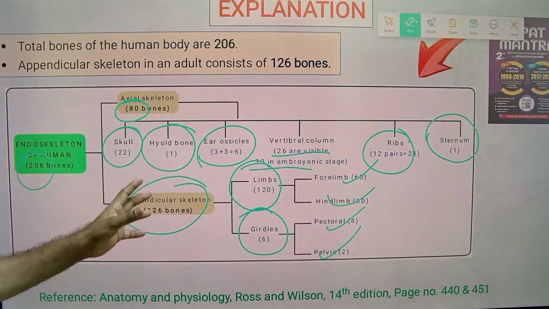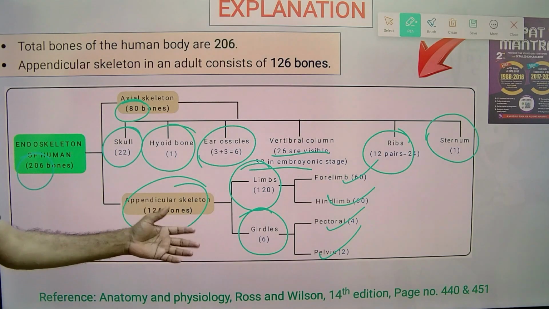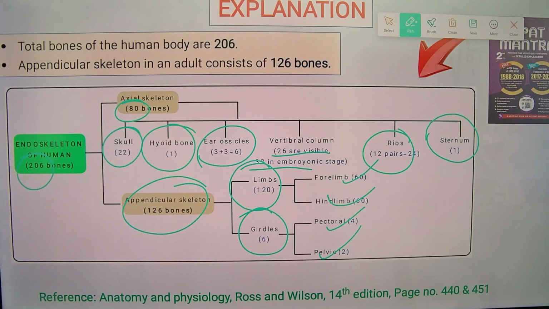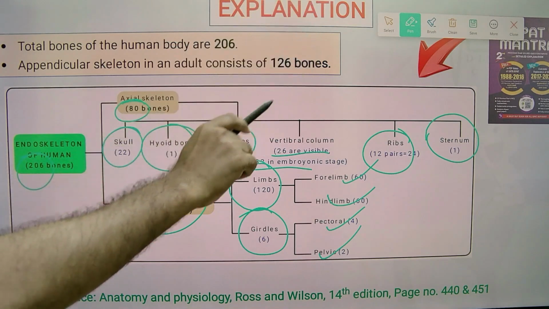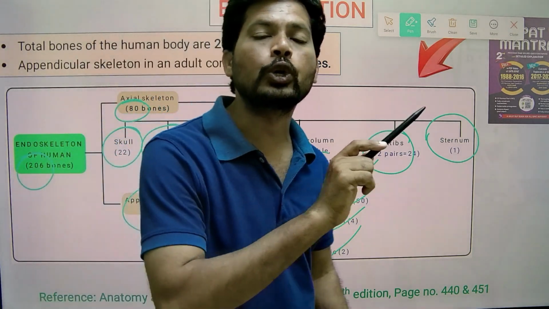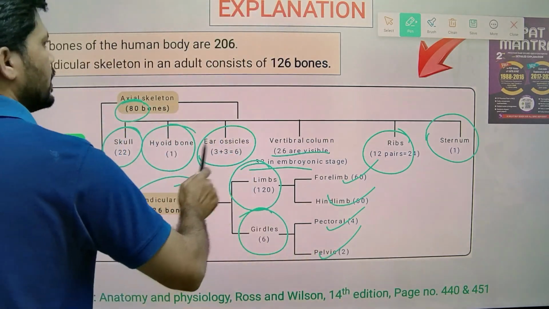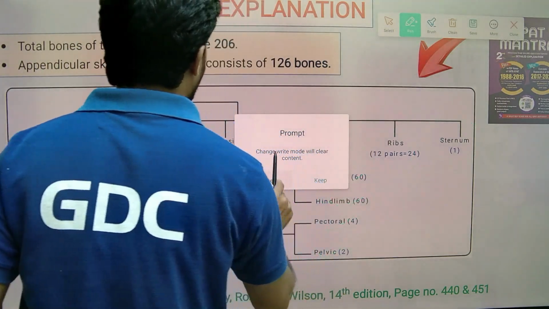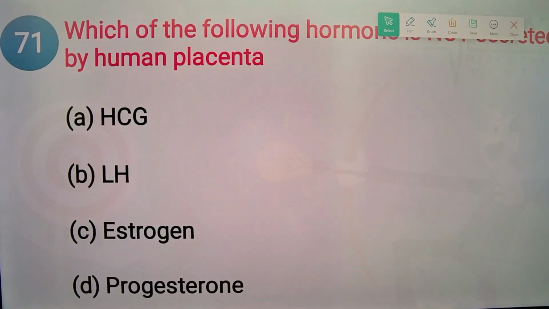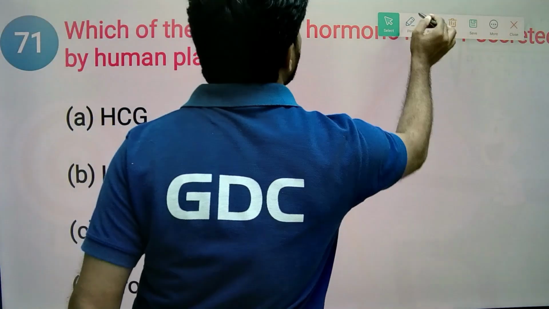This flow chart is very, very important, so take screenshots; they will definitely be very helpful to you. Total bones are 206, appendicular 126, and axial 80. Axis here means the axial skeleton. Further continuation.